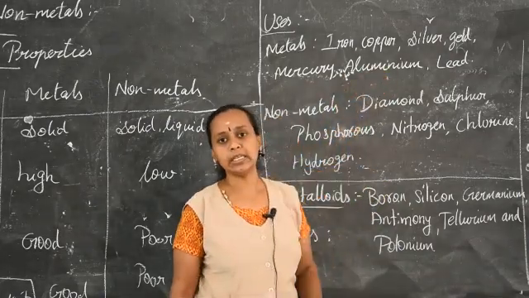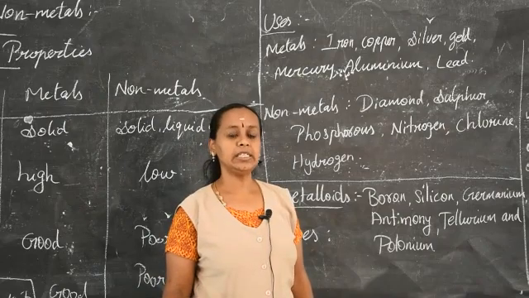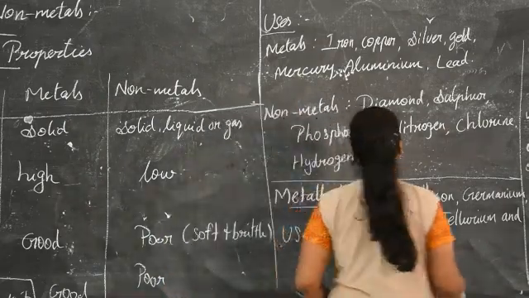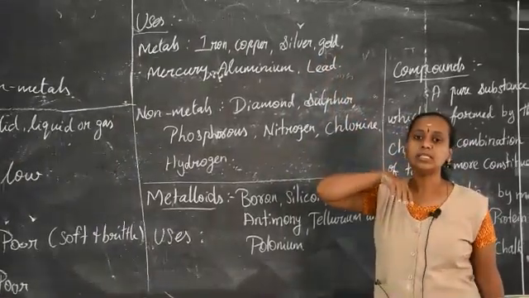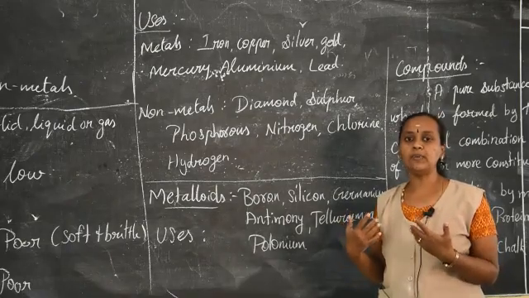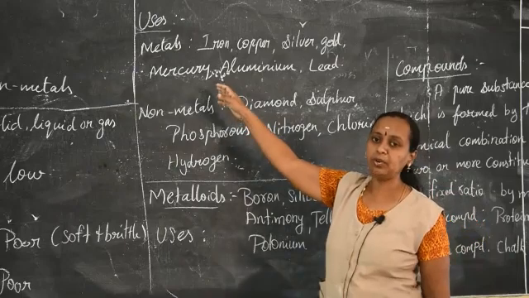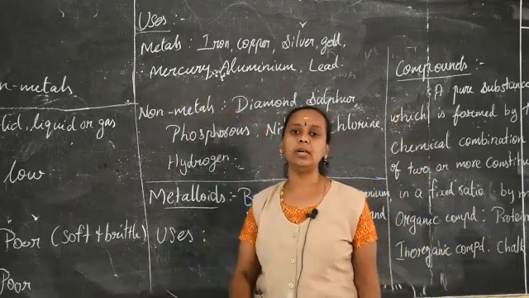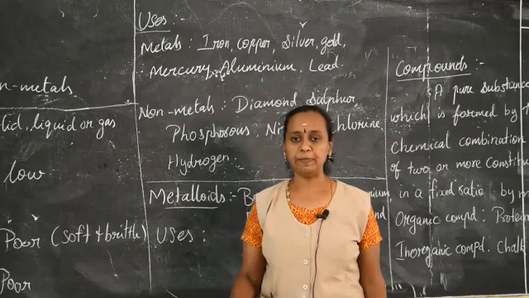Copper is used in electricity as a copper wire. The next one is silver, gold. All these things are used for ornaments. For our beauty, we are using silver and gold. The next one is mercury, a metal used in the thermometer, which is helpful to measure our body temperature.